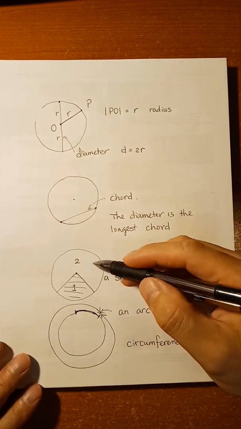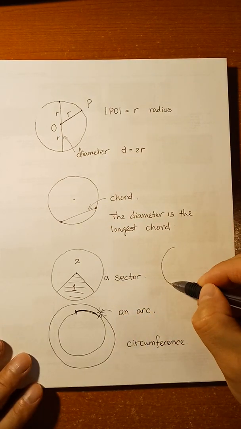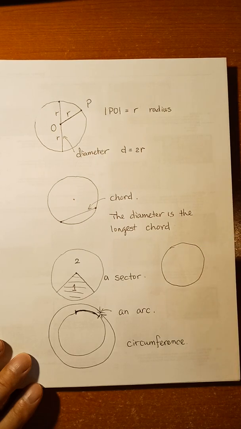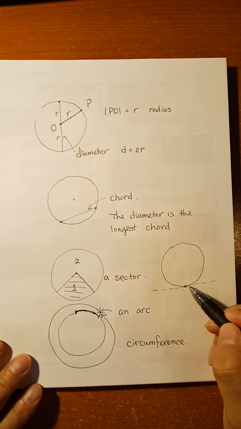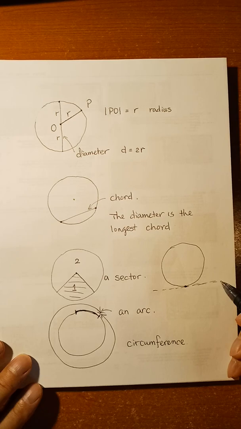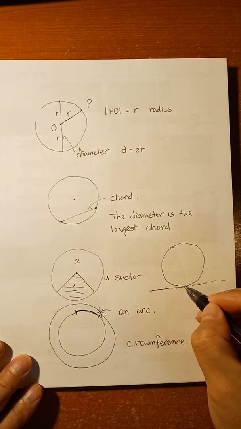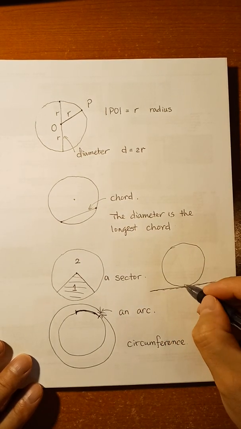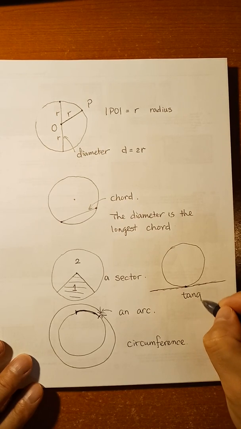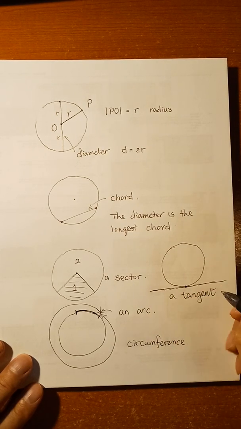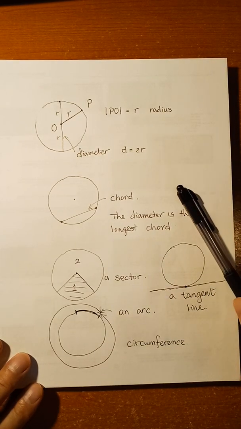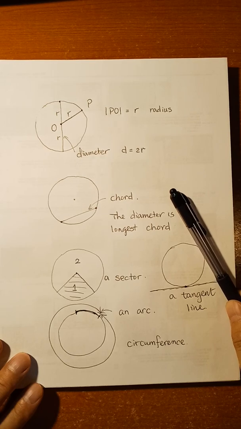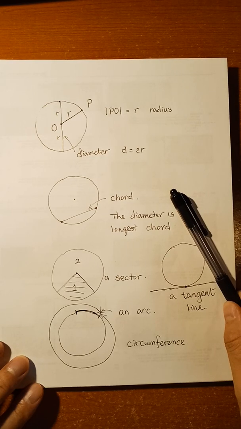And when you have a circle, you get another line touching the circle. By touching, we mean there's only one intersection point. When a line touches the circle, we call it a tangent line. A tangent line is like you have a line, you move it until the line touches the circle. Then this is called a tangent line.